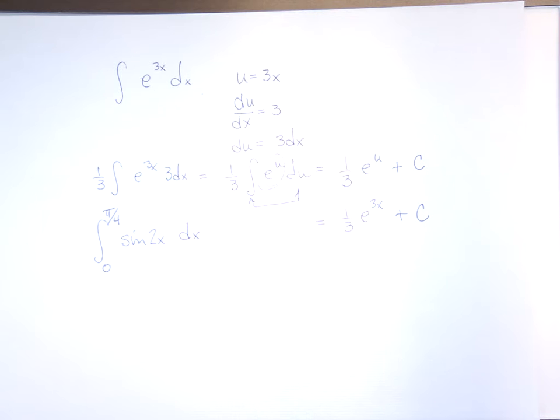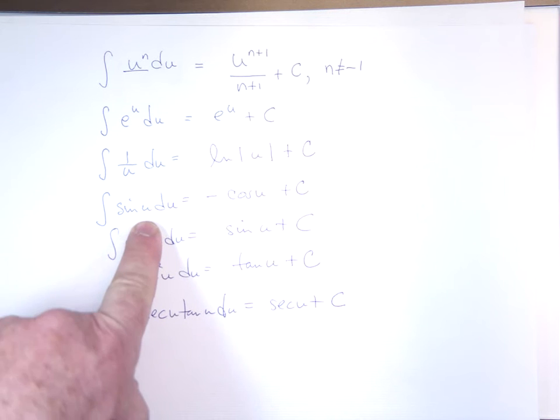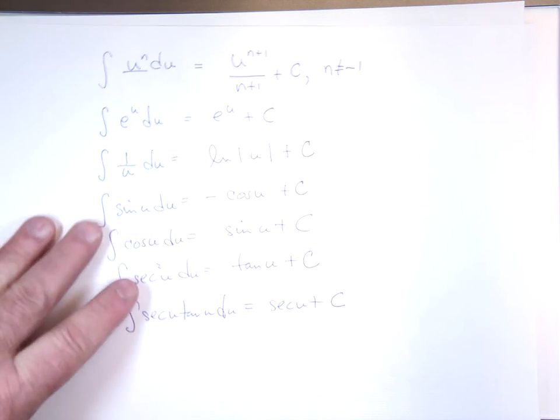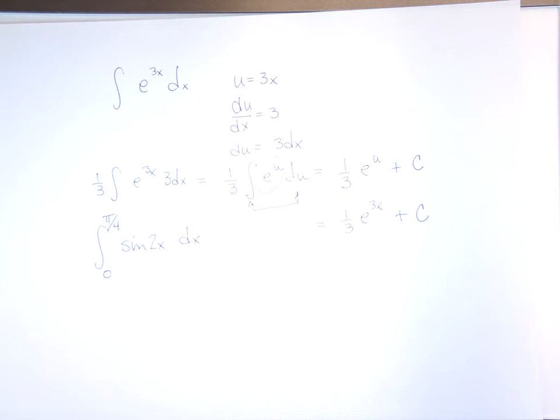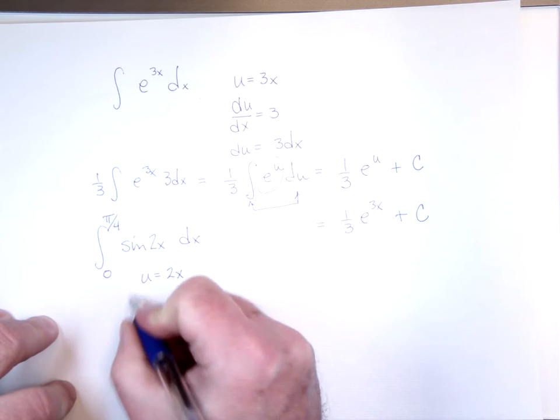Okay, now, what form are we going for here? What form do we have here? The answer is going to be negative cosine, but what form do we have? We're looking for the integral of sine u. That's what we're looking for, okay? I'm going to put it in that form. What's u in this case? 2x. What's du? 2 dx. du/dx is 2.